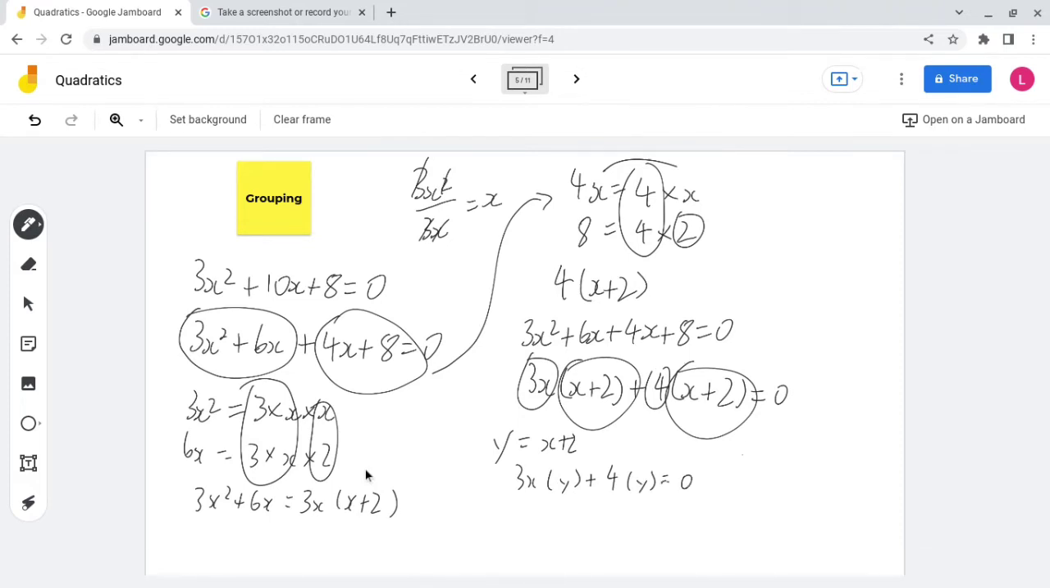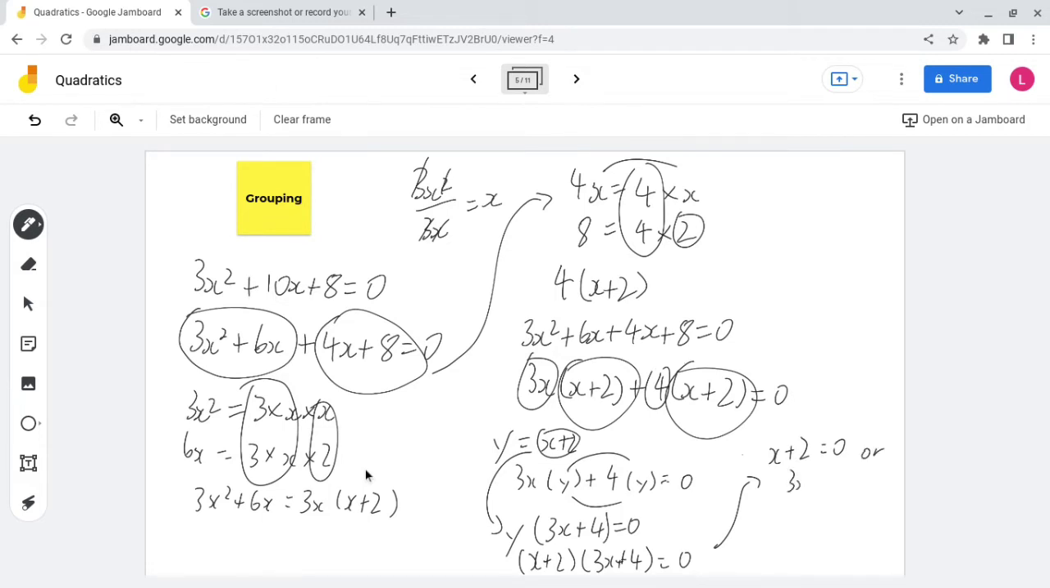So do you see the common factor here? The common factor is y, right? So if we factorize out the y, so y times 3x plus 4 equals 0. And now when we sub back in x plus 2 as y, we can get x plus 2 times 3x plus 4 equals 0. And following that, you can now solve for x, which is x plus 2 equals 0, or 3x plus 4 equals 0.